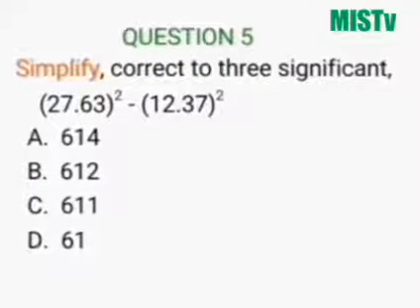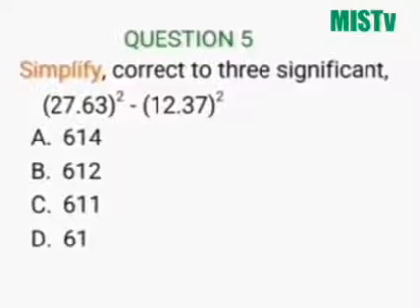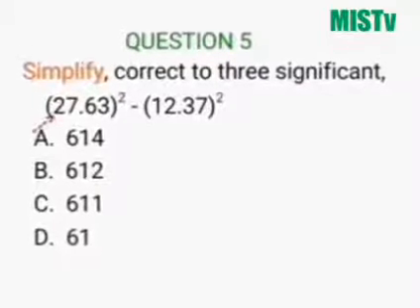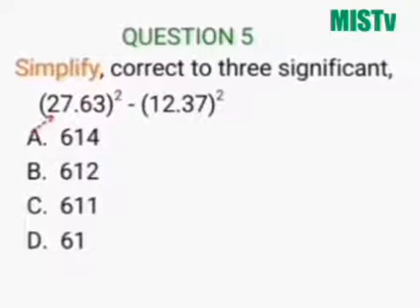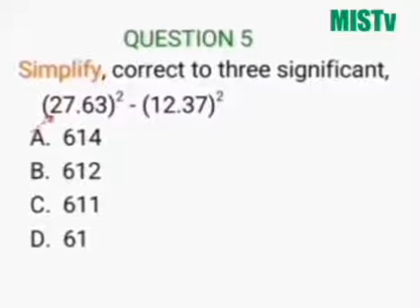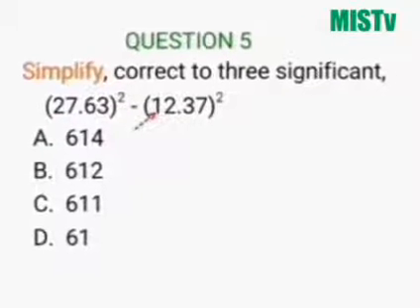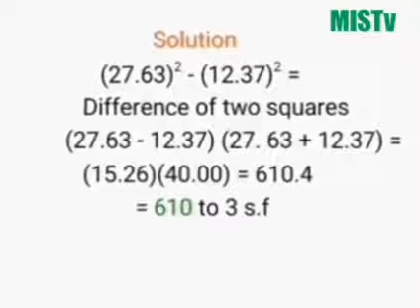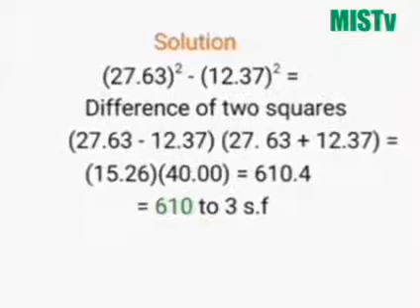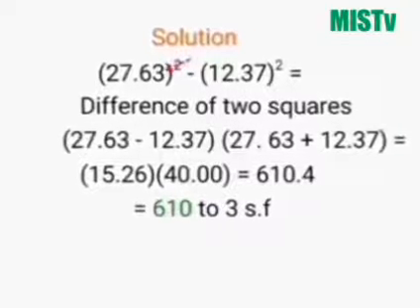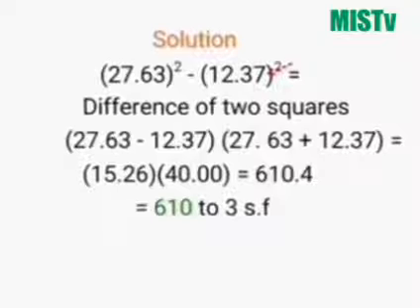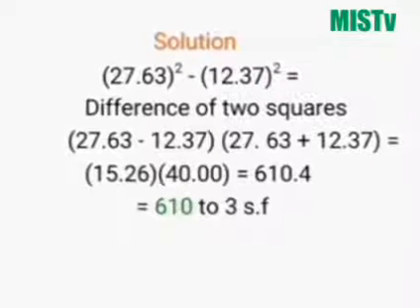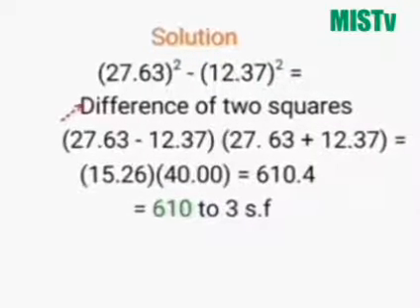Question number 5. Simplify, correct to three significant figures, 27.63 raised to the power 2 minus 12.37 raised to the power 2. Solution. We can subtract the square of a number from the square of another number by applying a method called the difference of two squares.